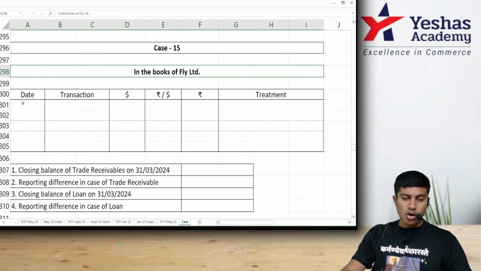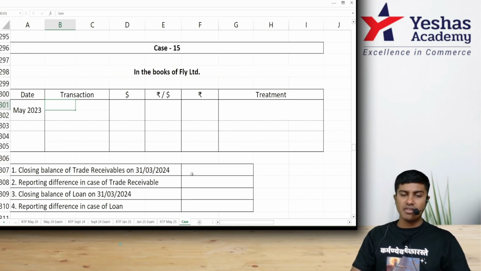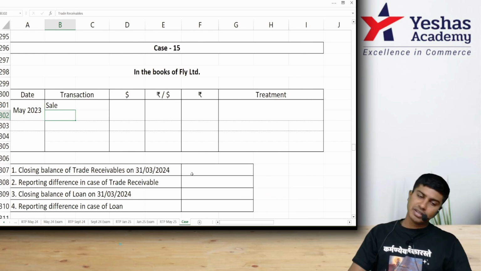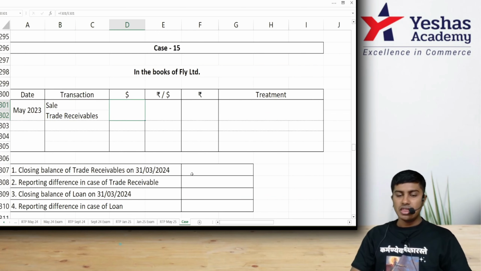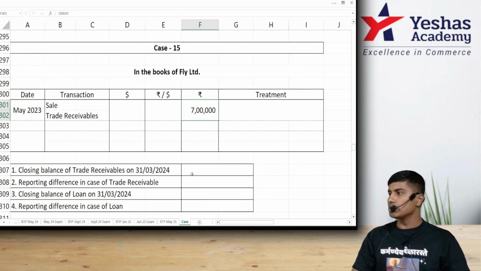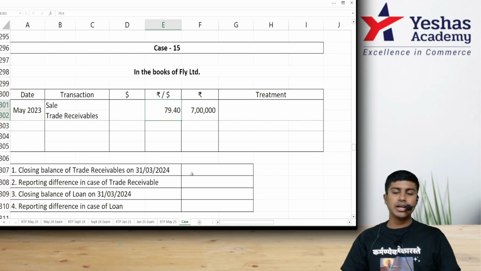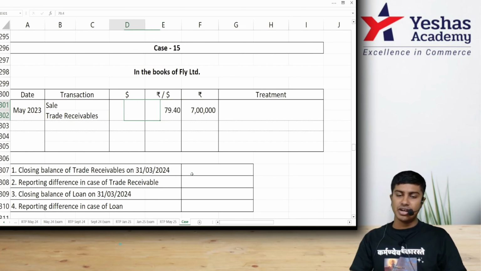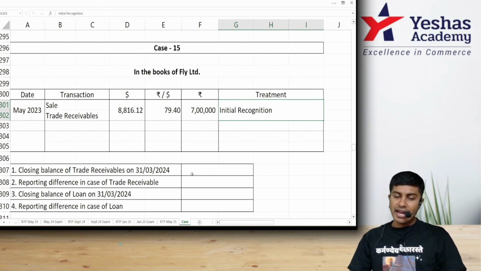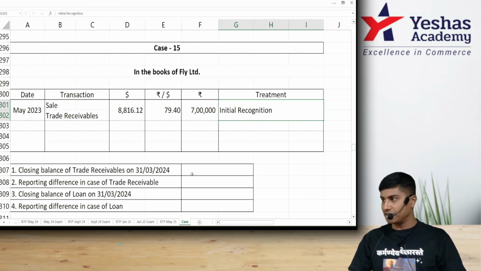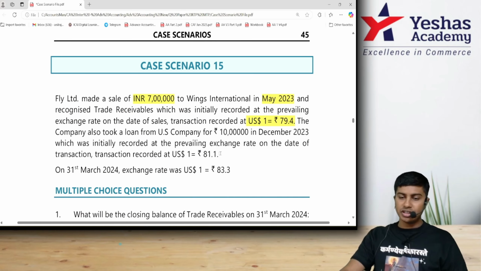Let's do this. In May 2023, we made the sale. So we have debtors or trade receivables. The value is 7 lakh rupees when the exchange rate was 79.4. Please take your calculator. 7 lakh divided by 79.4 is $8,816.12. It's not paise, it is cents. This will become your foreign currency transaction's initial recognition. Continue reading the question further.